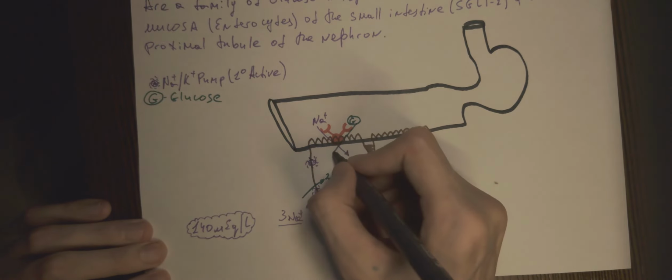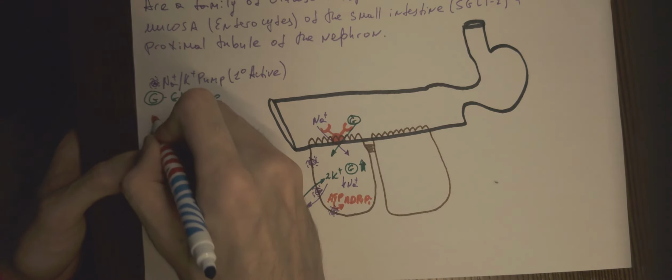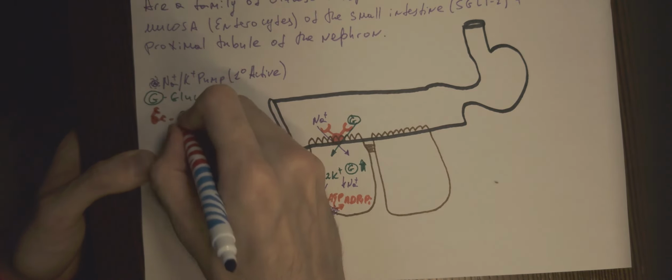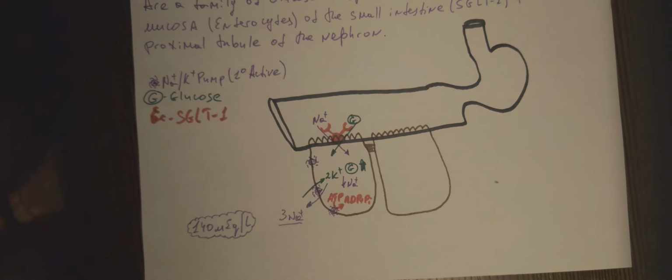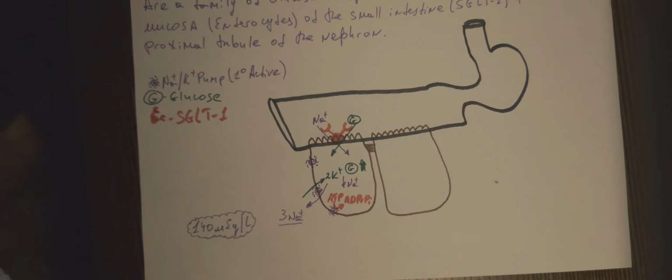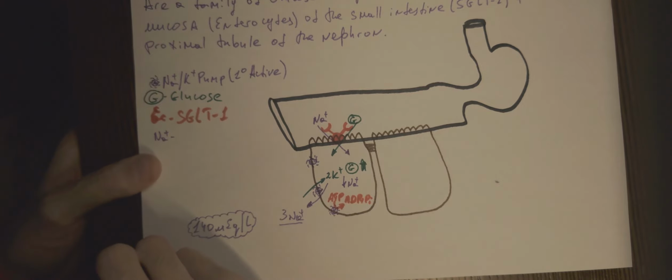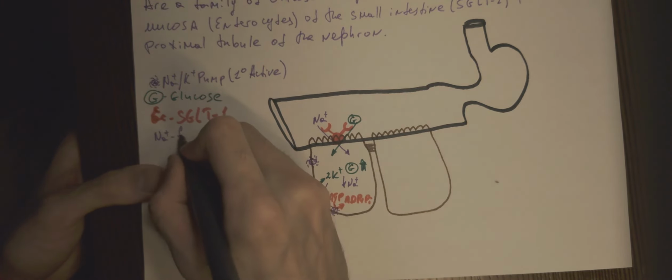Glucose concentration inside the cell is relatively high, and that's why we have to push glucose against its concentration gradient. But SGLT1 does not utilize ATP molecules directly. This job is done by our beloved sodium-potassium pump.